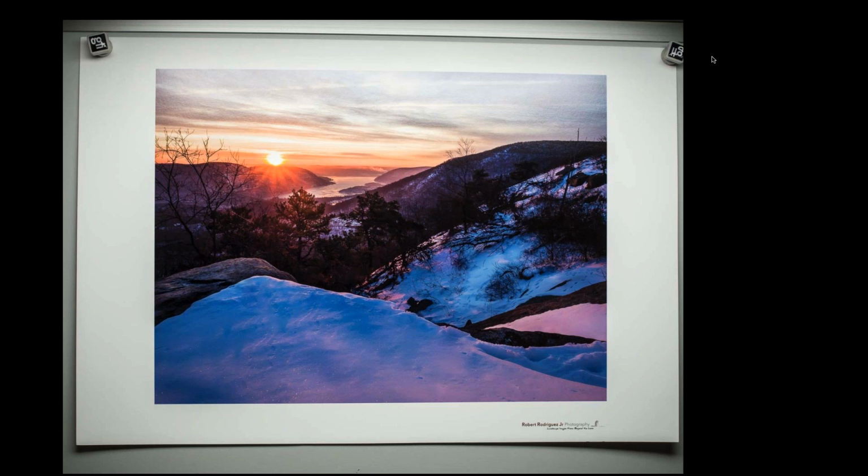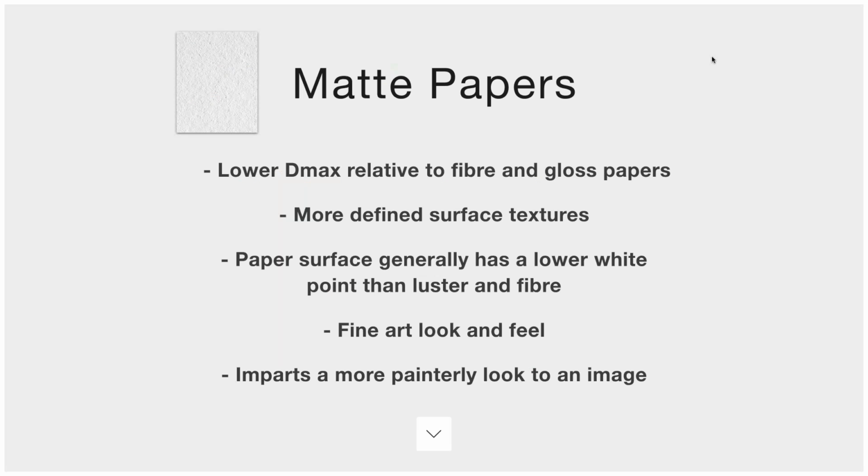So let's look at the two broad categories of paper surfaces that are available, matte and luster or fiber. Let's start with matte papers. Matte papers are generally characterized by the following. They have lower Dmax, lower density relative to fiber and gloss papers. They have a more defined surface texture. The paper surface generally has a lower white point than luster or fiber. That means that they may not look as white.